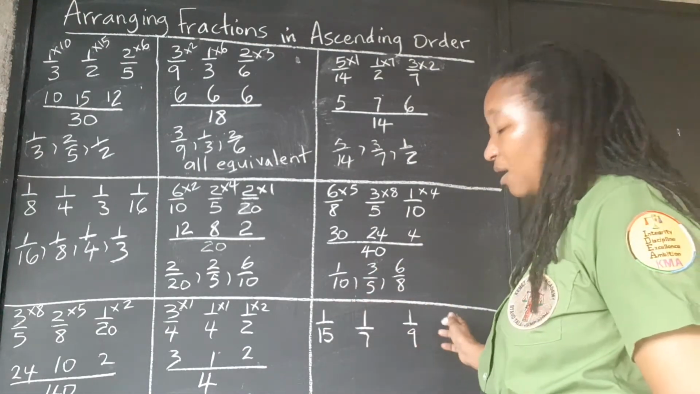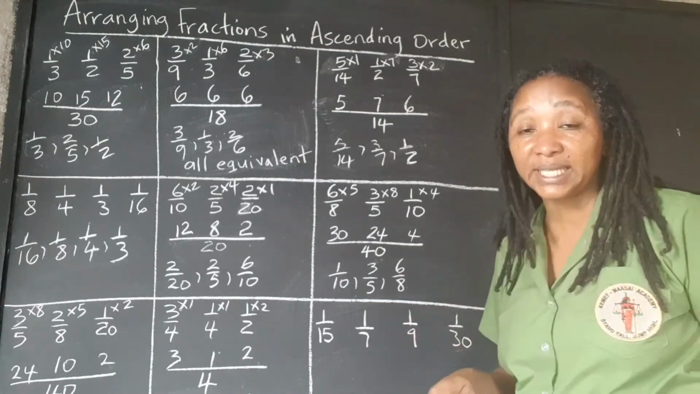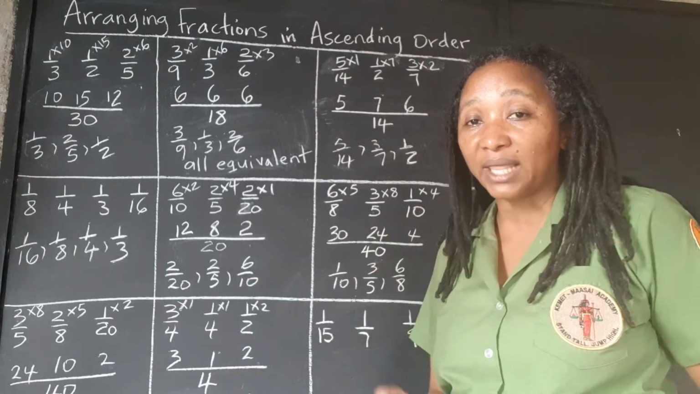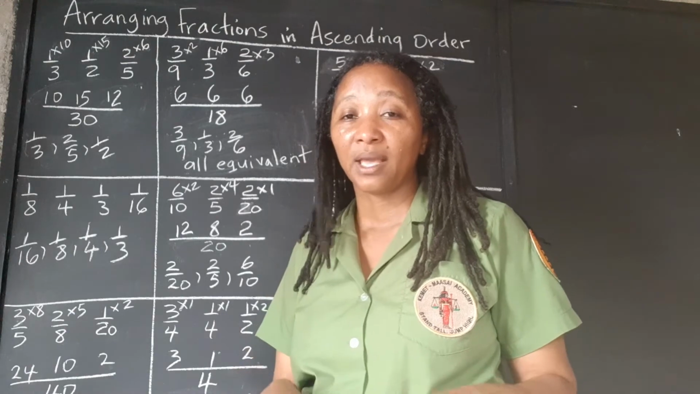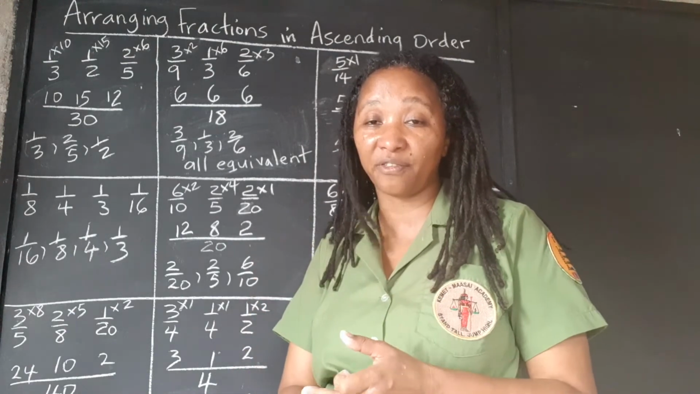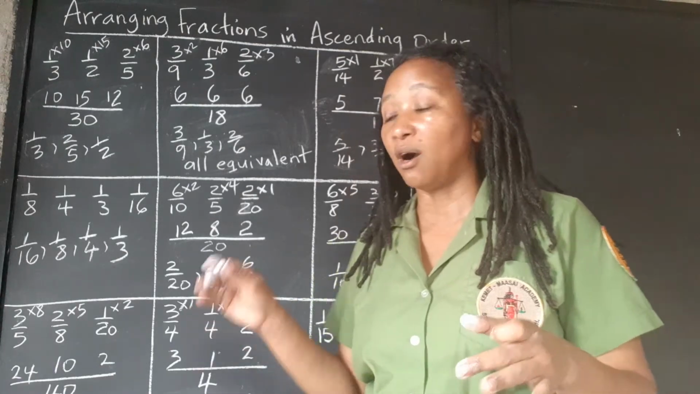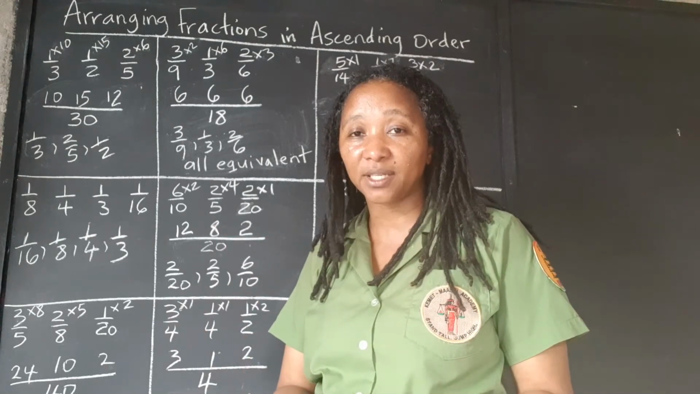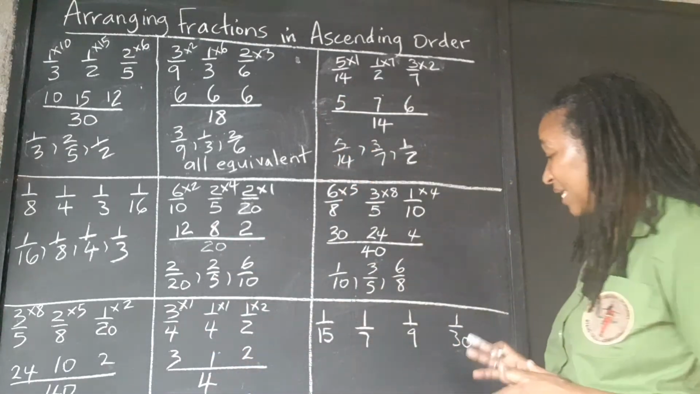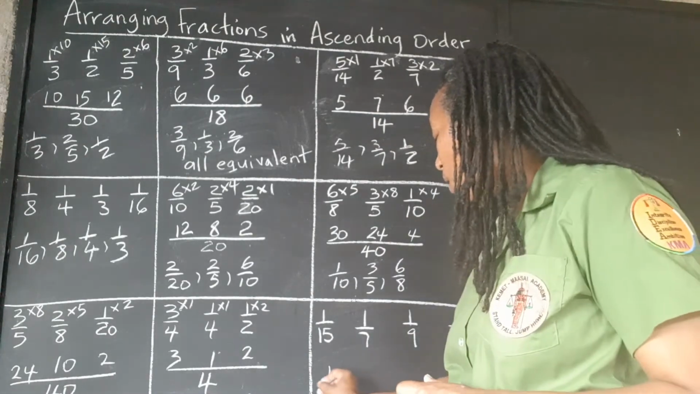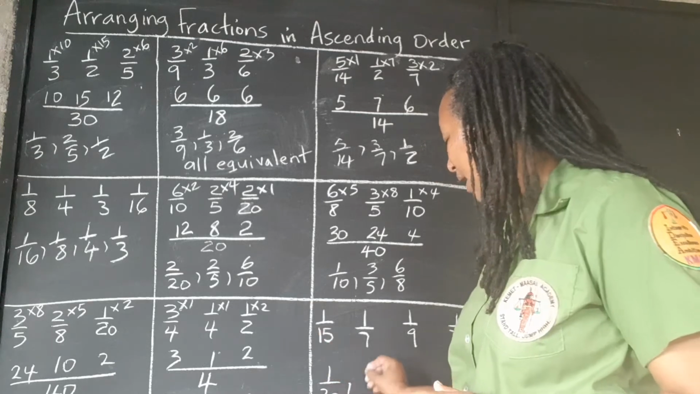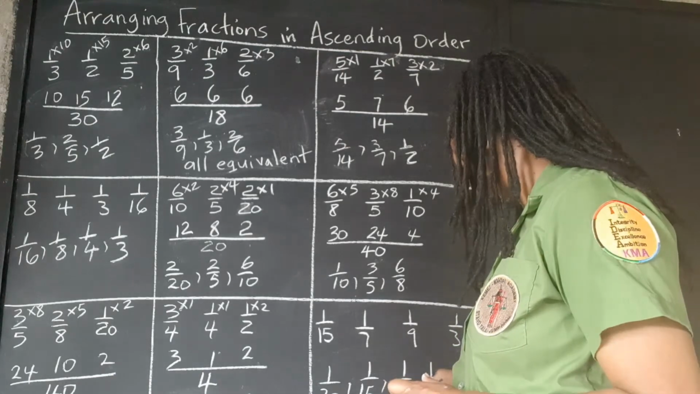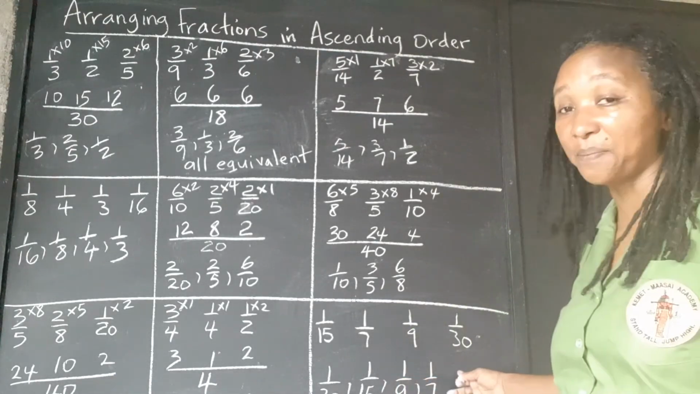The numerators are all ones. I remember what we said. What did we say? When the numerators are all ones, we can look at the denominator and what's the catch? The bigger the denominator, the smaller the fraction. So when all of them have ones as the numerator, the bigger denominator is the smaller fraction. So that means this is the smallest fraction, 1/30th, followed by 1/15, followed by 1/9, followed by 1/7. 1/7 is the biggest out of them.